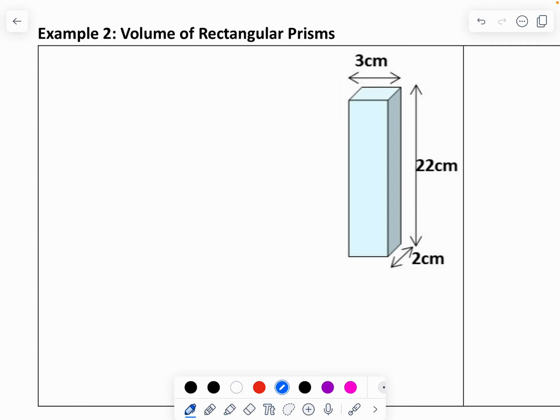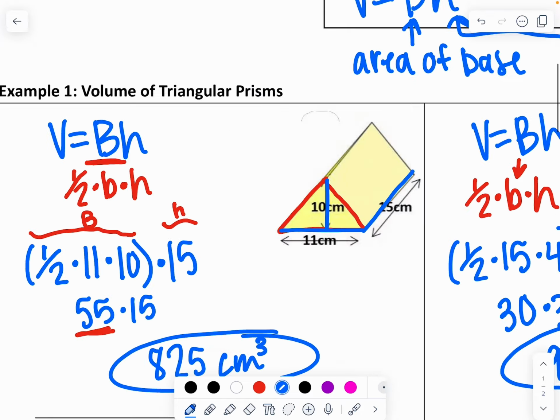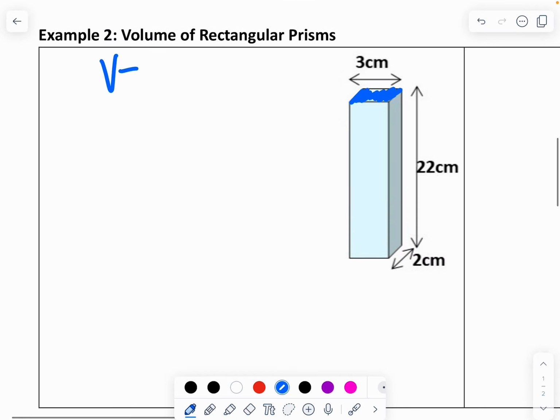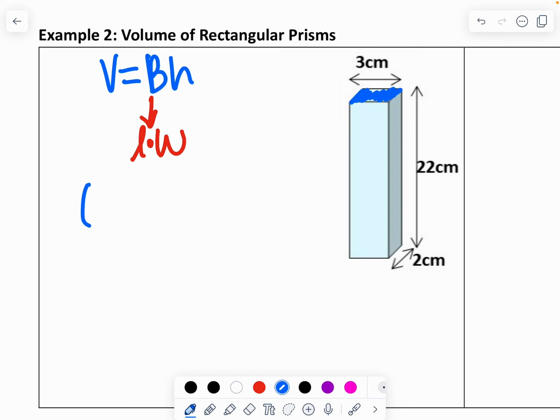I'm just going to use the top up there to start with. So we have V equals big B times little h. To find the area of the base, I have to look at it. The base is a rectangle, so that is just length times width. That's how I find the area of a rectangle. So in my parentheses, I'm going to be multiplying length times width, which the length is 3 and the width is 2. So in the parentheses, we have 3 times 2.